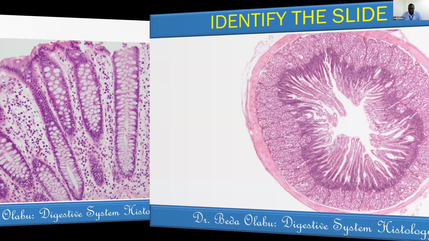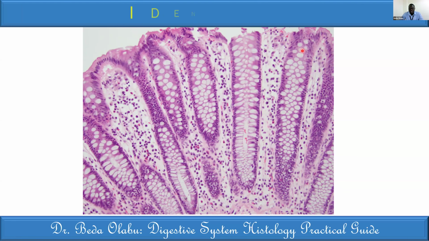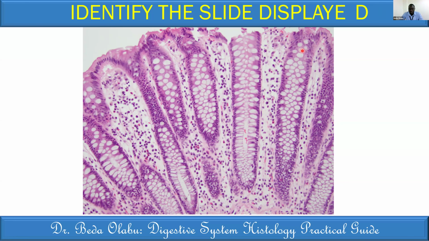Okay, another person. So this is just the mucosa of a segment of the GIT. Which segment of the GIT could this be and why?